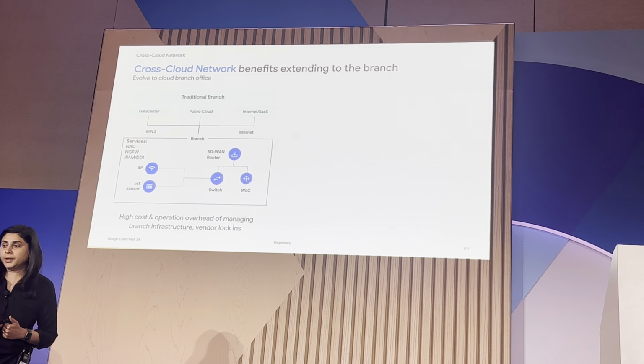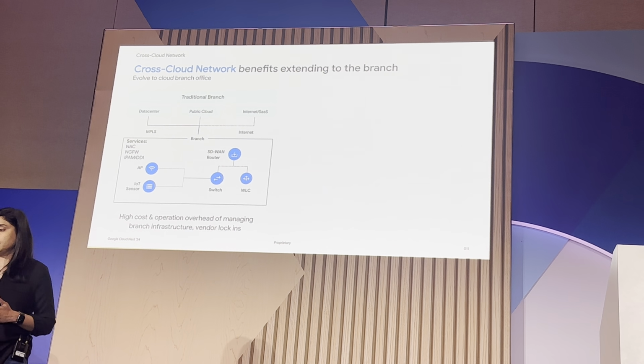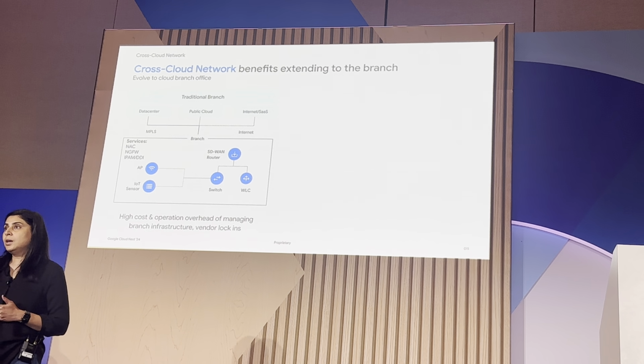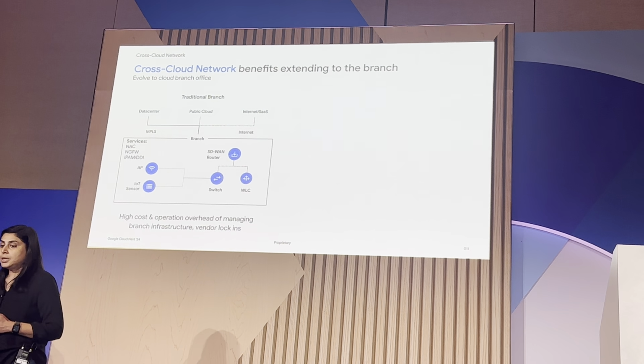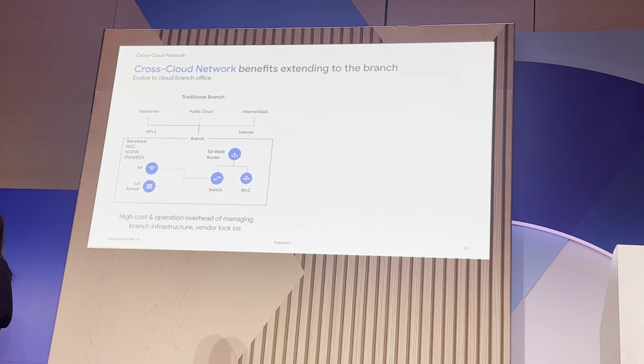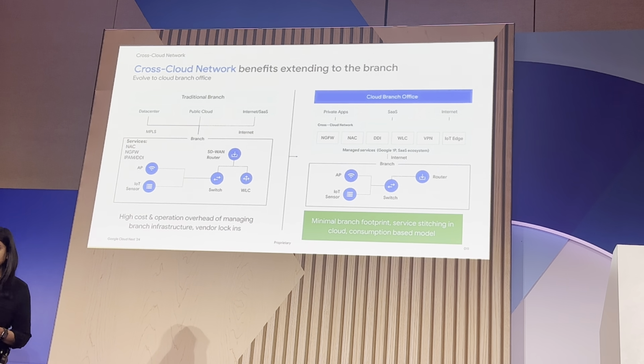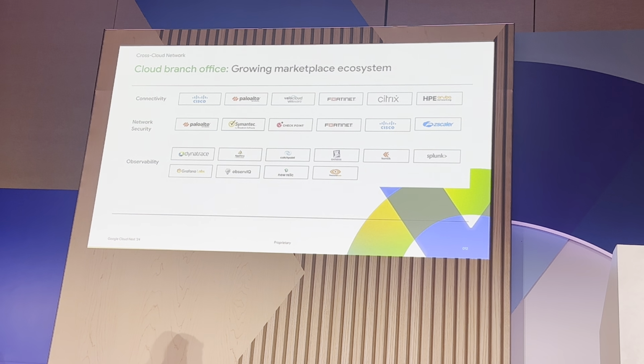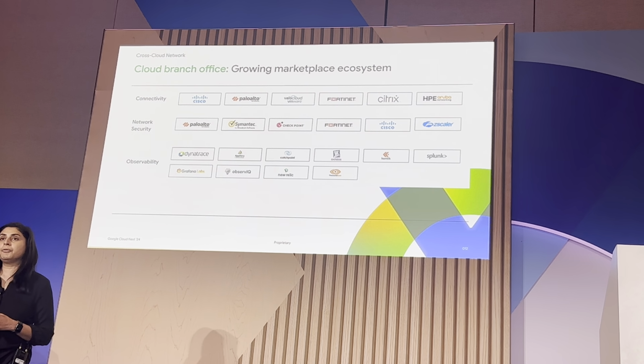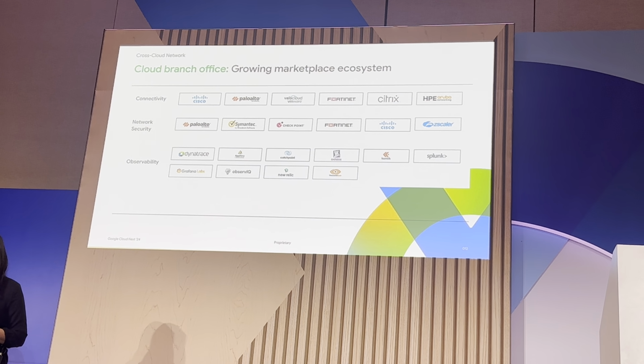So while we continue to innovate on simplifying the networking and the security for our branch users, we're also extending the benefits of CCN to transform traditional branches and evolve them towards a cloud branch. We have a growing ecosystem of partners to offer you the flexibility of the services that you want to consume, while we focus on simplifying how you consume those services.